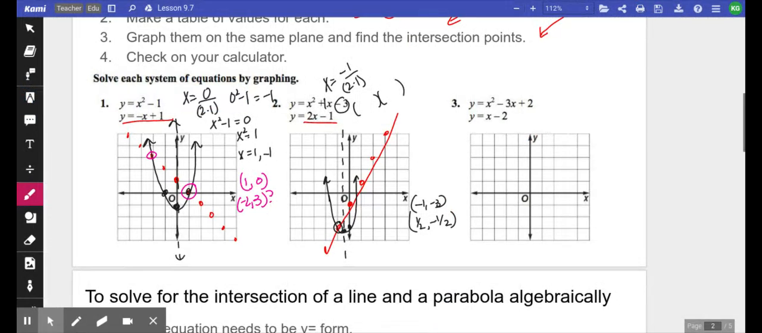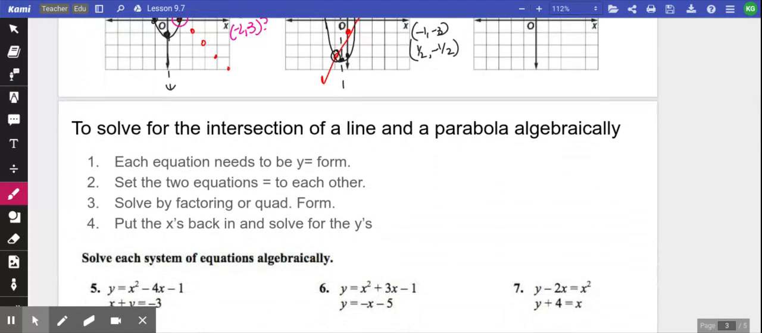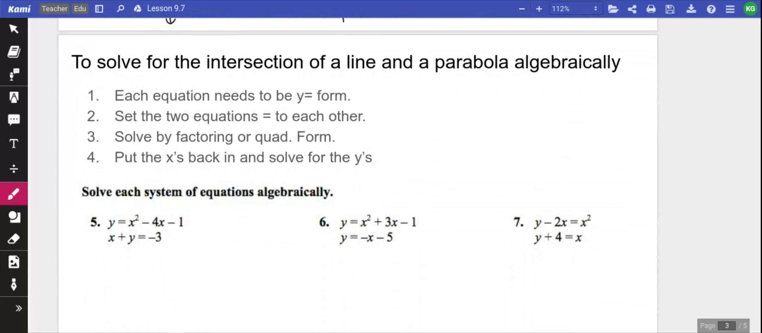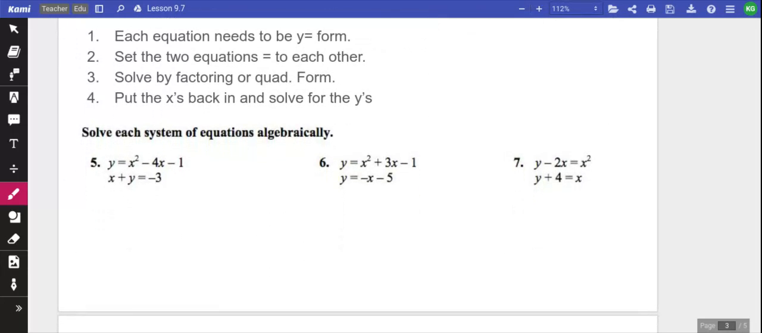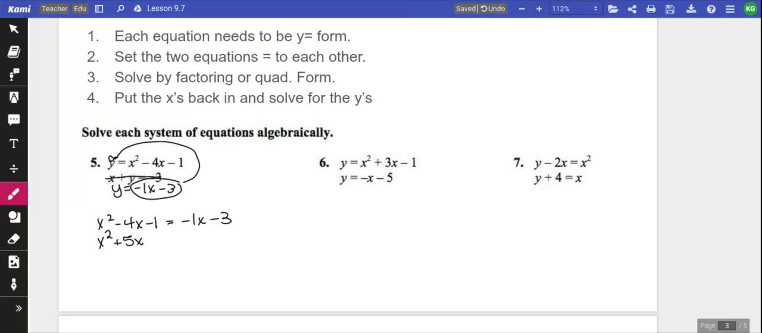All right, so since that's not very reliable, what we can actually do is solve for the intersection of the line and the parabola algebraically. So here, number 1, I'm going to set this bottom equation as -1x minus 3, and then sub that in for the y. So my equation is going to be x squared minus 4x minus 1 equal to -1x minus 3. Add 1x to both sides, and add 3.